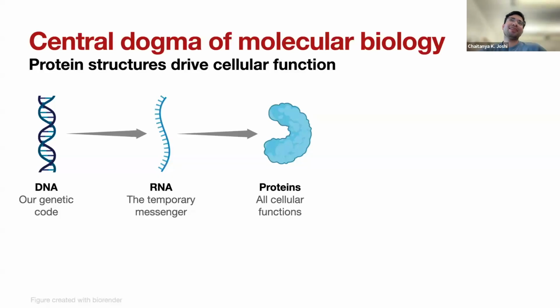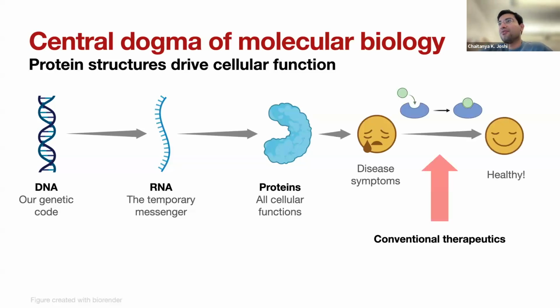So what we learn when we learn molecular biology is this central dogma. Proteins carry out all cellular functions. DNA is the genetic code, and RNA is this temporary messenger that turns DNA into proteins. So when we fall ill, something goes wrong with proteins, and conventional therapeutics target proteins.